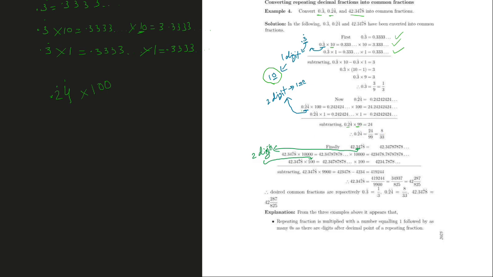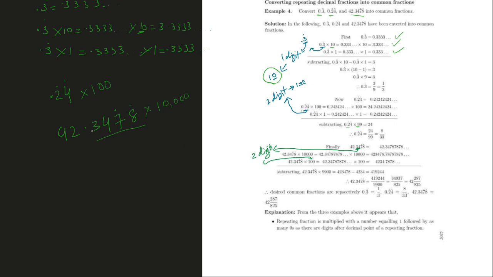Okay, so the next number is 42.3478, right? Where the 7, 8 are repeating and 3, 4 are mixed. Notice here that after the decimal there are 4 digits, right? So they're multiplying it with 10,000 the first time, and the next time they're multiplying it with 100. So why 100? Because there are 2 digits.